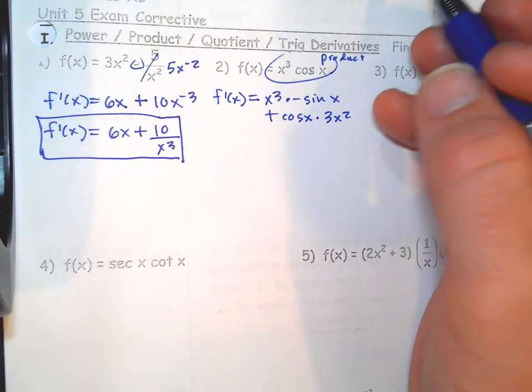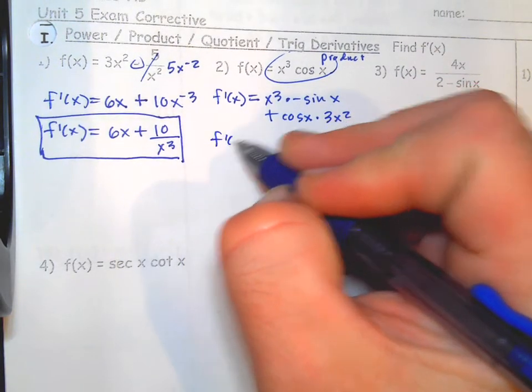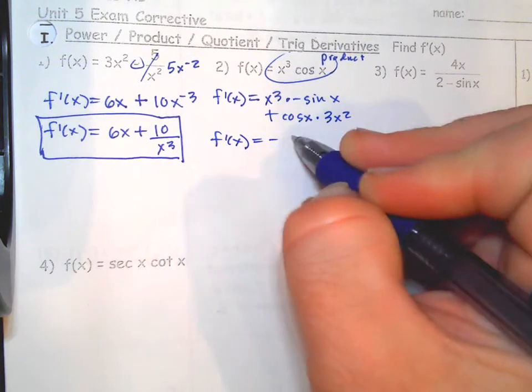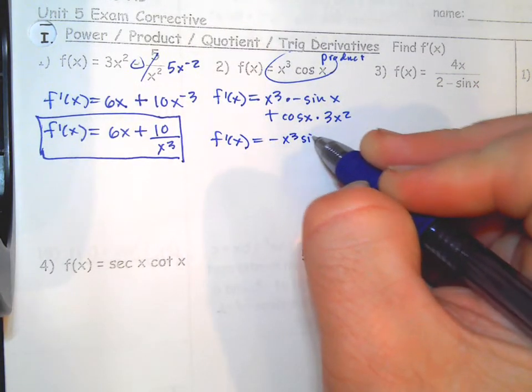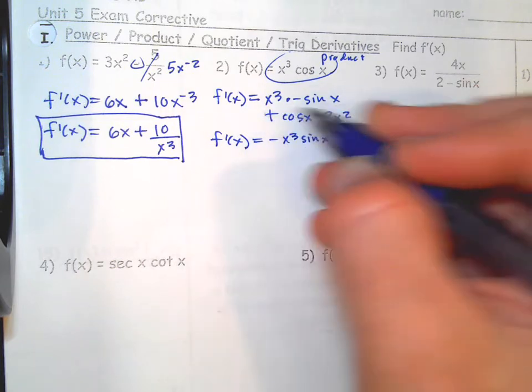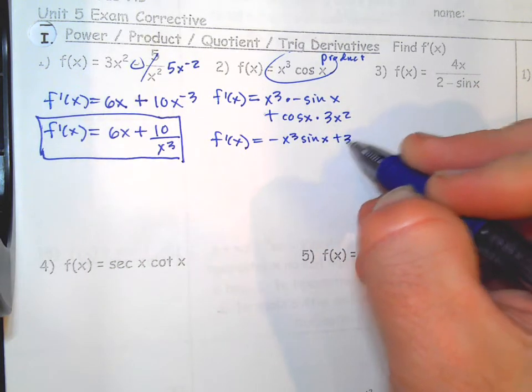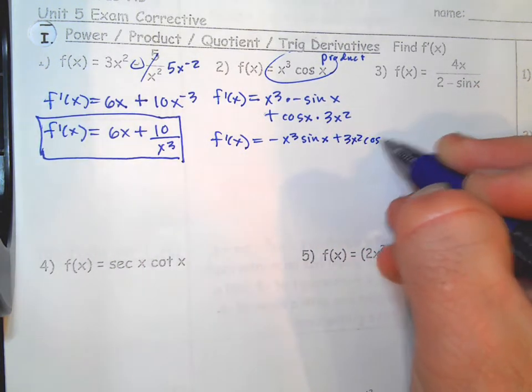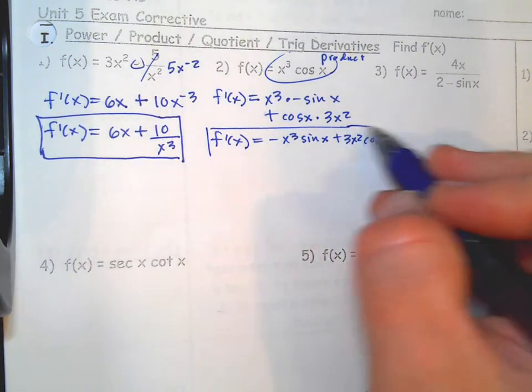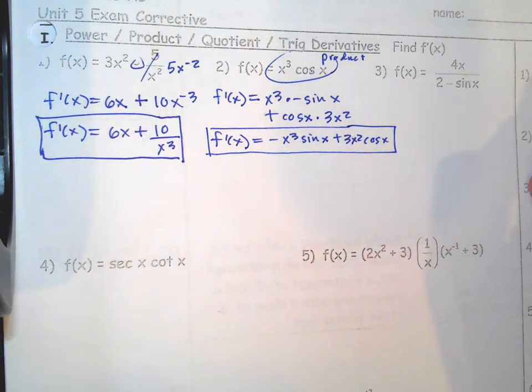It's up to you. Final answer should be written a little nicer. Negative x cubed sine x, so we make sure anything's in front of the trig, plus 3x squared cosine x. That's the way we want to write it.